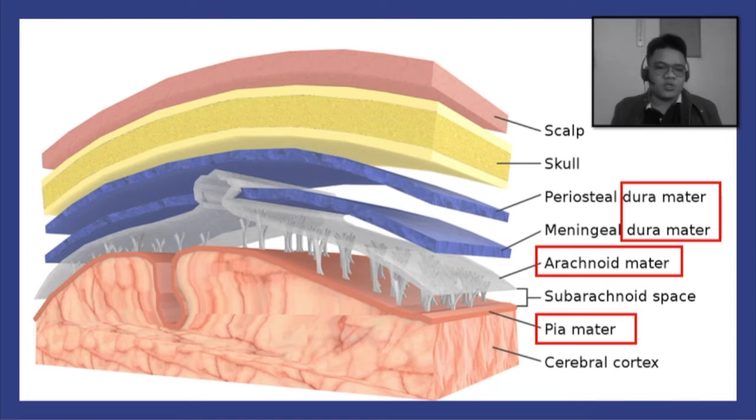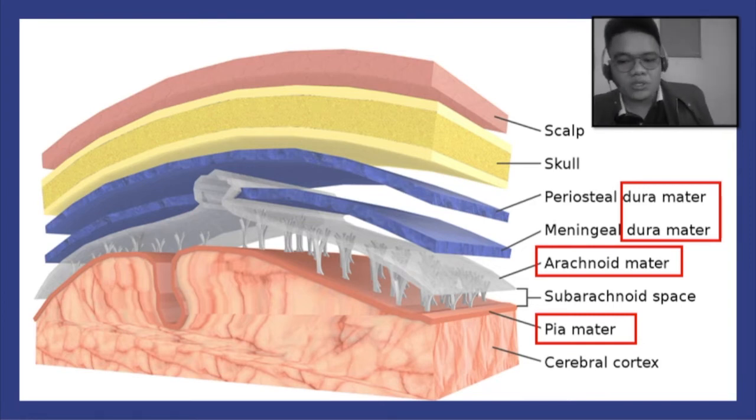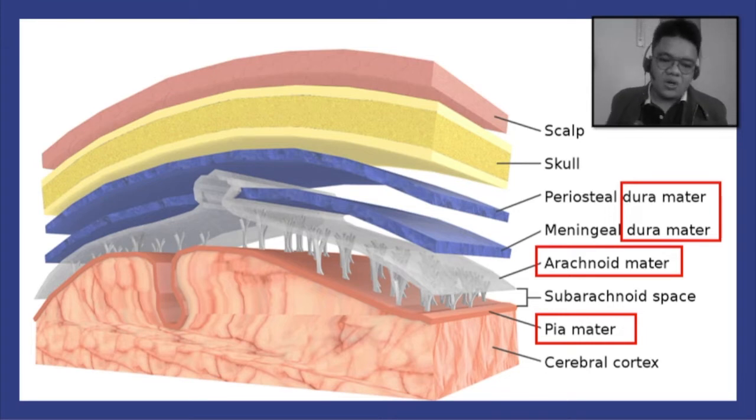So class, if this is your brain, this is the cerebral tissue, the first layer of your meninges that would be found is your pia mater. That is followed by your arachnoid mater and followed by your dura mater. That's why I usually memorize this as PAD. I usually say that my brain is padded. It's padded by meninges. Note that your dura mater is divided into two parts. You have your periosteal dura mater, and then you also have your meningeal dura mater.